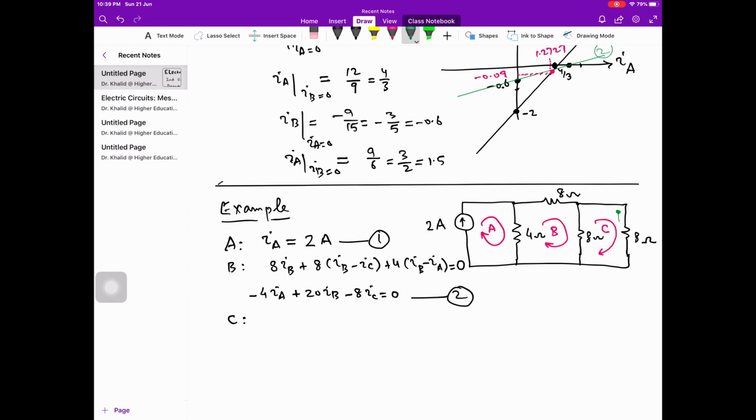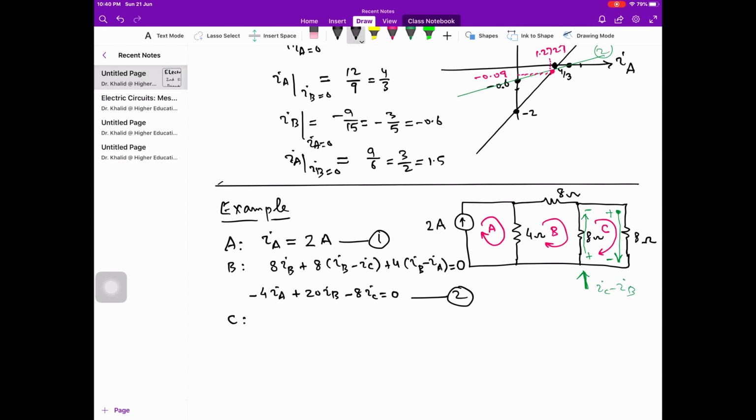We start from here and follow the direction of current C, which is downward through this 8 ohm, this will be positive, and this is a voltage drop. Now, going through this 8 ohm resistance, this will be positive and this will be negative. So what is the net upward current through the 8 ohm resistance? Net upward current is IC minus IB.